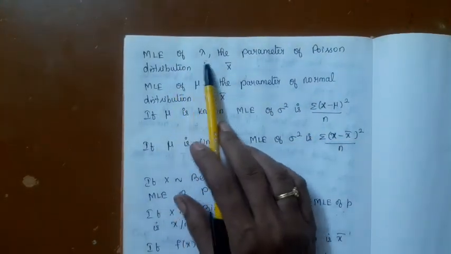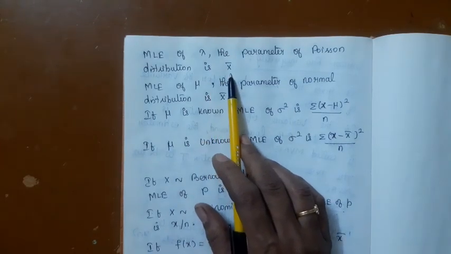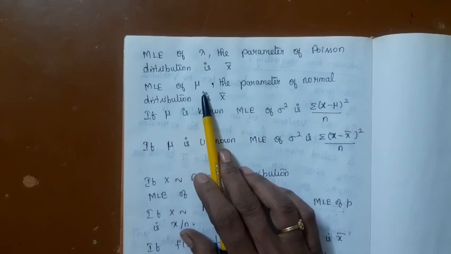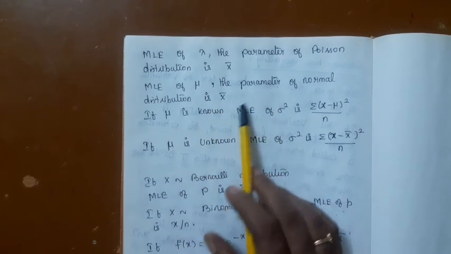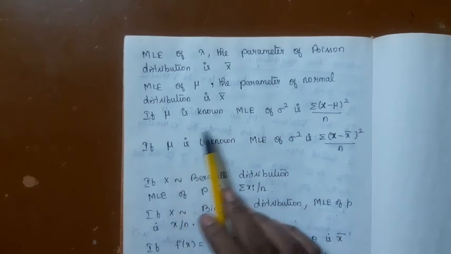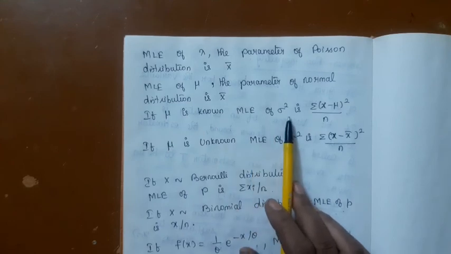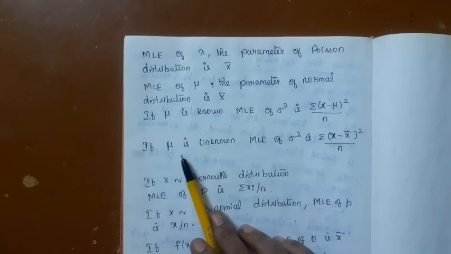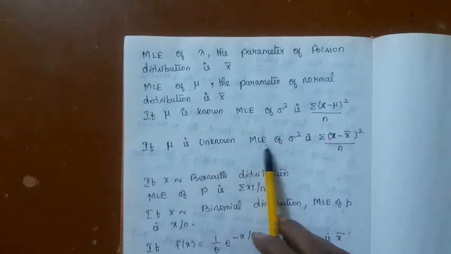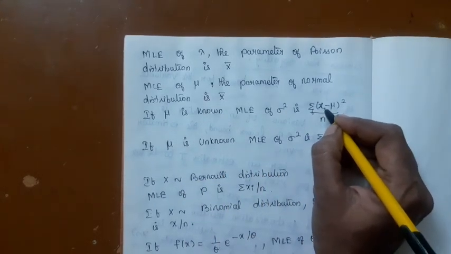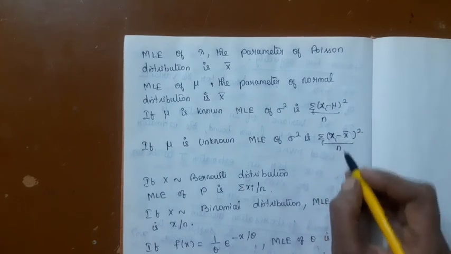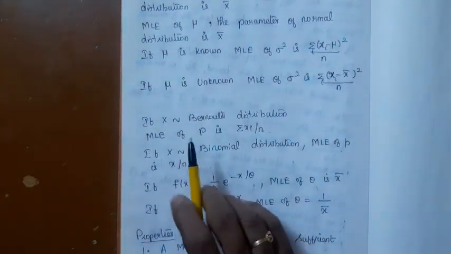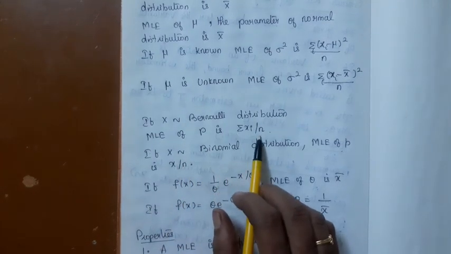For the Poisson distribution, the maximum likelihood estimator of lambda is x bar. The maximum likelihood estimator of mu in the case of normal distribution is x bar. If mu is known, the maximum likelihood estimator of sigma square is summation of x minus mu the whole square by n. If mu is unknown, the MLE of sigma square is summation of xi minus x bar the whole square divided by n. In the case of Bernoulli distribution, MLE of P is summation x by n.